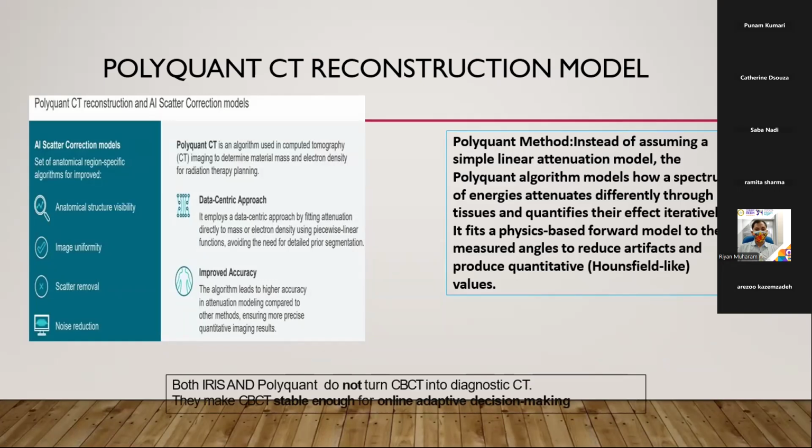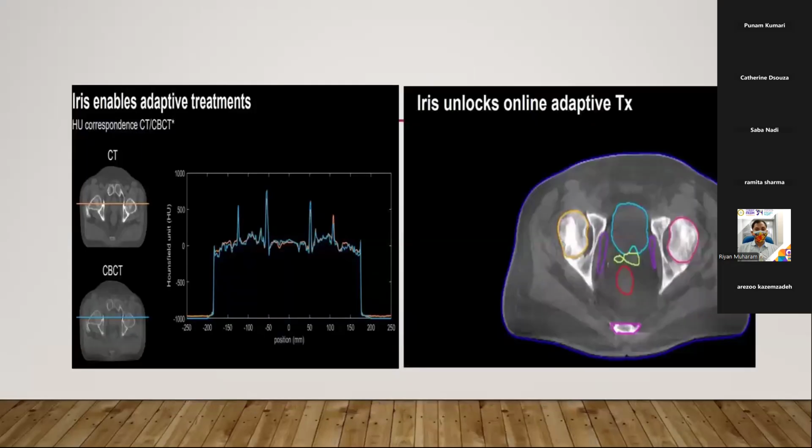Then the polyquant CT reconstruction model is also there, which also uses AI, and an AI scatter correction model is used here. Polyquant CT is an algorithm using CT images to determine material mass and electron density for radiation therapy planning. Instead of assuming a simple linear attenuation model, the polyquant algorithm models how a spectrum of energies attenuate differently through tissues and quantifies their effect iteratively. It fits a physics-based forward model to the measured angles to reduce artifacts and produce quantitative values. So it will improve the accuracy.